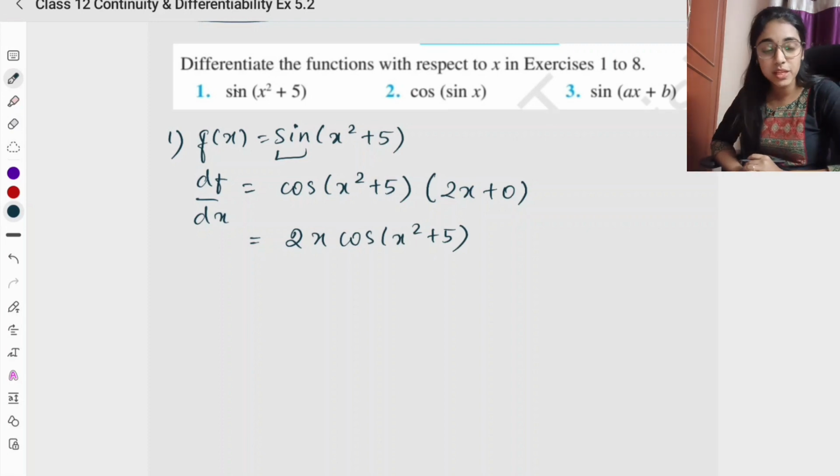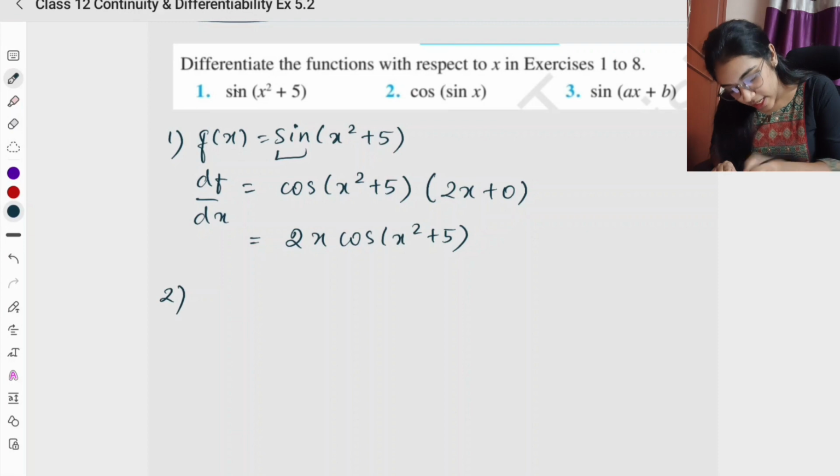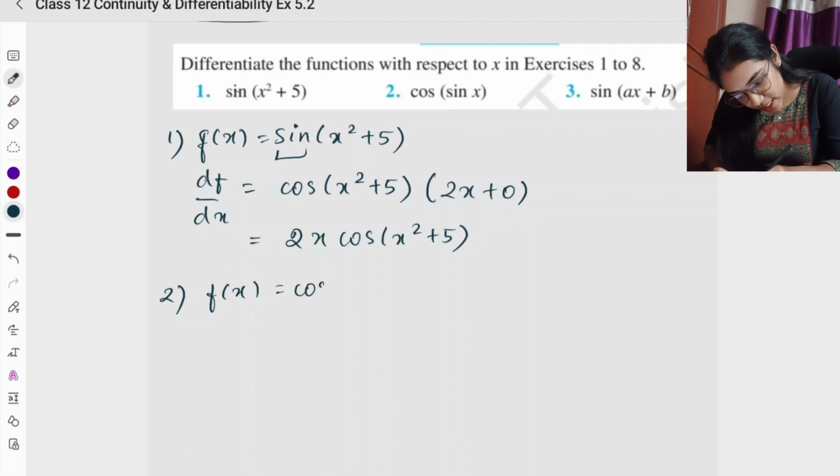Very, very simple. Please watch my previous video for example questions. Okay? Previously, I had solved examples. So, adhula innum detail ah potiruken. In that it is quite simple. Okay? Now, second question, f of x is cos of sine x.